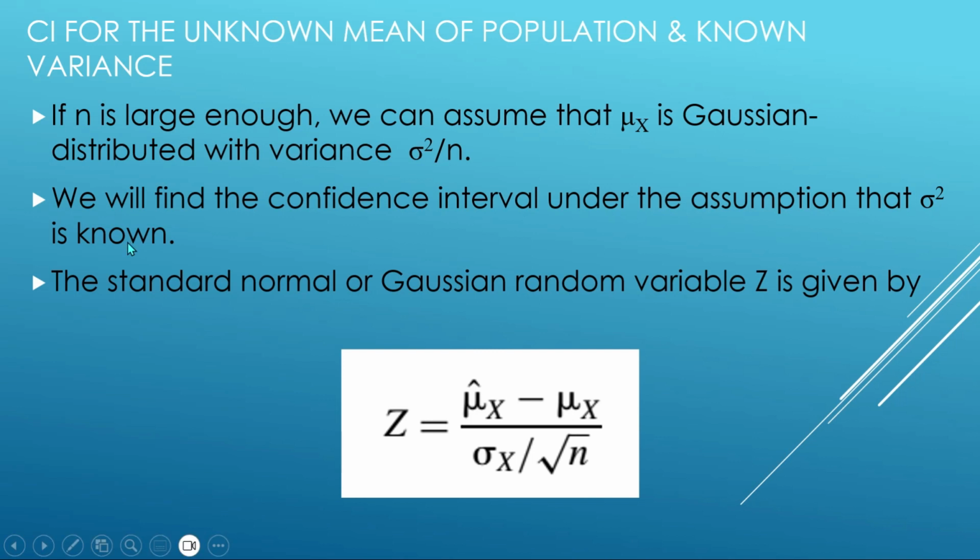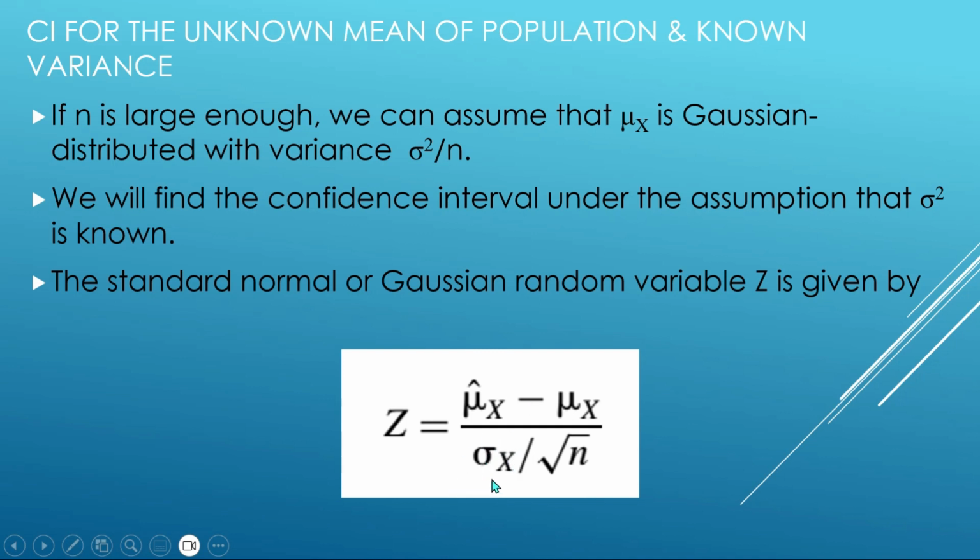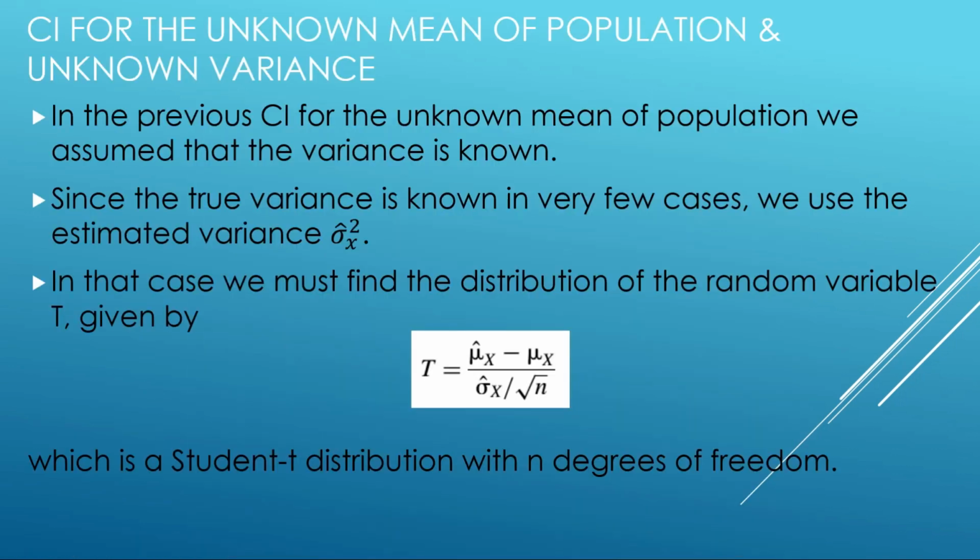Now, as we have said, this is the confidence interval under the assumption that the variance sigma square is known. Now we look at the case where the variance sigma square is not known. Since the true variance is known in very few cases, we use the estimated variance. So sigma square hat is the estimated variance. Instead of the actual or true value of variance, we use the estimated variance. In that case, we replace this z with t, and here we use sigma hat. You can see this equation over here: t is equal to mu hat minus mu x divided by sigma x hat divided by square root of n, similar to this one. The only difference is that here we are using the true value of variance, and here we are using the estimated value of variance. And this is called the student t distribution with n degrees of freedom.